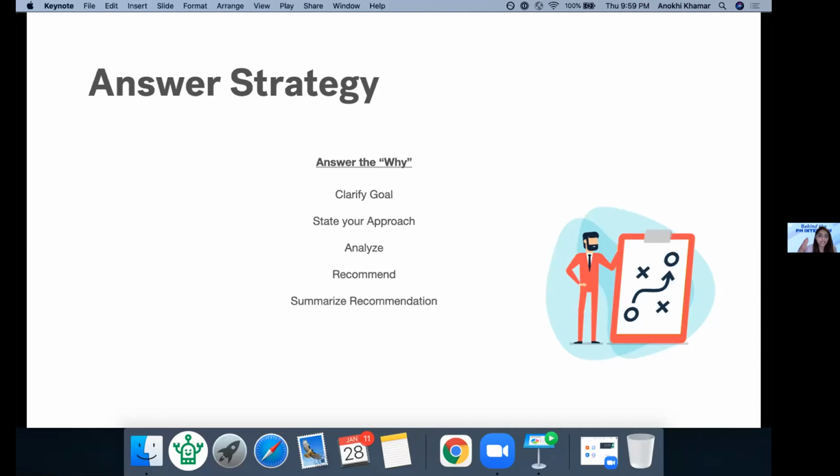Use that framework, analyze it with the question, come up with a recommendation. Always have an answer, have an opinion, have an answer. Oftentimes people get lost in the explanation.